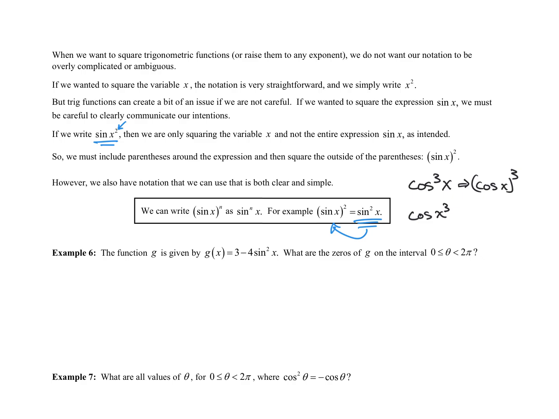All right, so let's look at example 6 now. Trace, pick a reader. The function g is given by g of x equals 3 minus 4 sine squared x, where the zeros of g on the interval 0 is less than or equal to theta less than 2 pi. All right, fantastic. What's a 0? What's that another name for? An x-intercept.